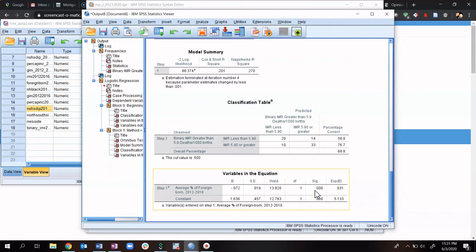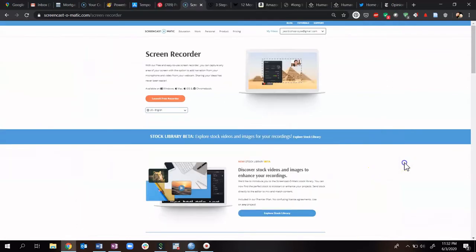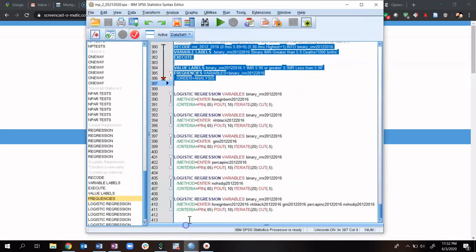So there is a probability of 0.001 or less that these results were achieved by chance. Now, I'm going to get back to explaining this odds ratio in a second. I want to get through the rest of my logistic output so you could see what it is that we're going to be working with.